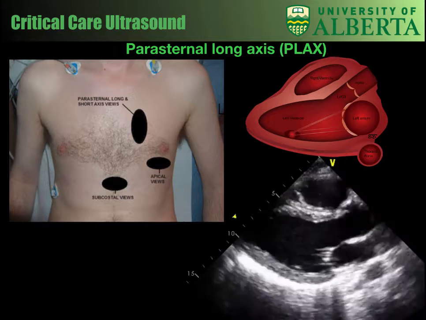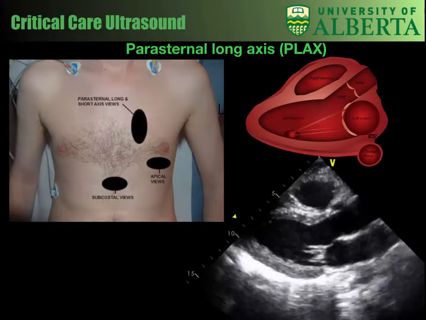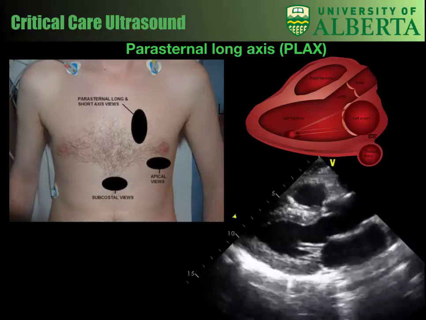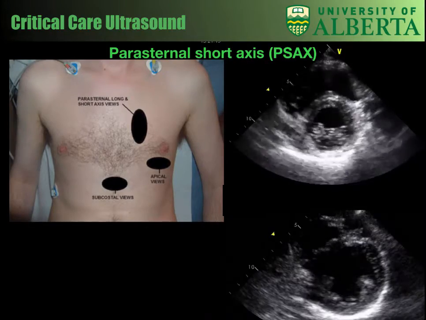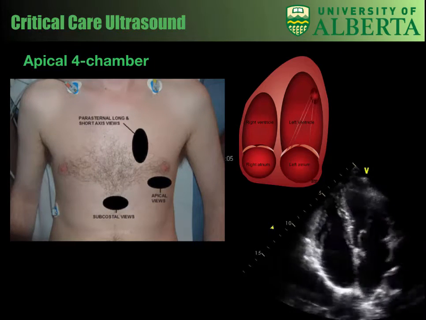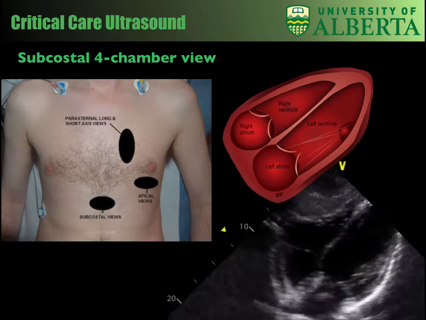Helpful views to consider. First off, most commonly is shown the parasternal long axis view, the parasternal short axis view, and the apical 4-chamber view. And finally, perhaps oftentimes most opportunistic in the ICU patient is the subcostal 4-chamber view.